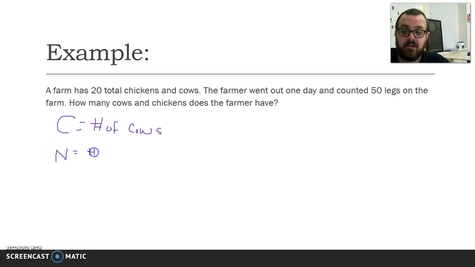And I'm using N for chicken nuggets. Who doesn't like chicken nuggets, right? So we use N. Again, you can always use any variable that you want, okay, for anything. Just make sure you label it, and everybody's going to be good to go.